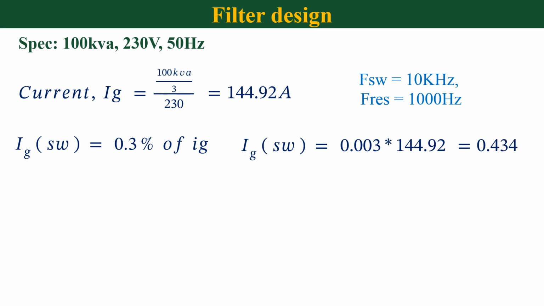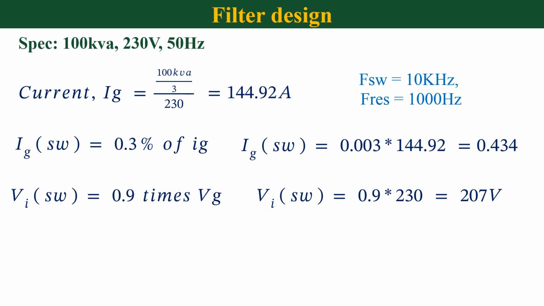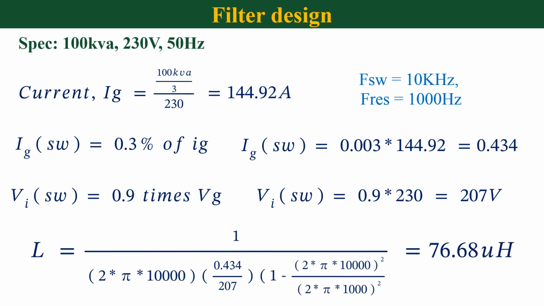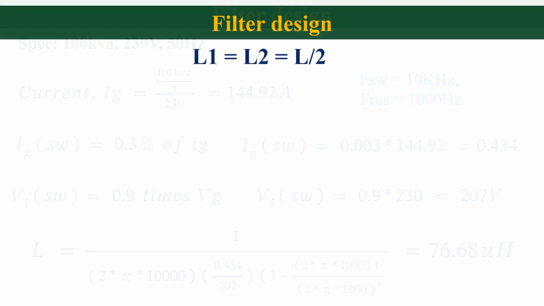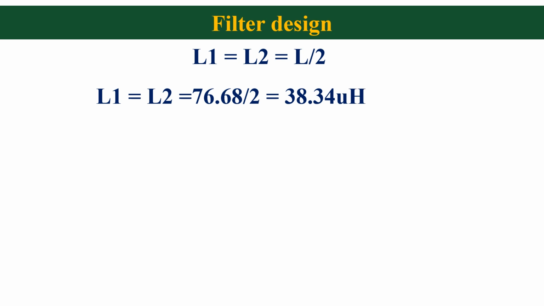That is 0.434. Now, for a sine triangular PWM scheme, the minimum value of Vi at switching frequency is 0.9 times grid voltage. That is 0.9 into 230, which is 207 volt. Substituting all these values, we get inductance as 76.68 microhenries. Now L1 and L2 can be taken as L by 2. So L1 and L2 will be 38.38 microhenries each. These are the minimum values of the required inductance.